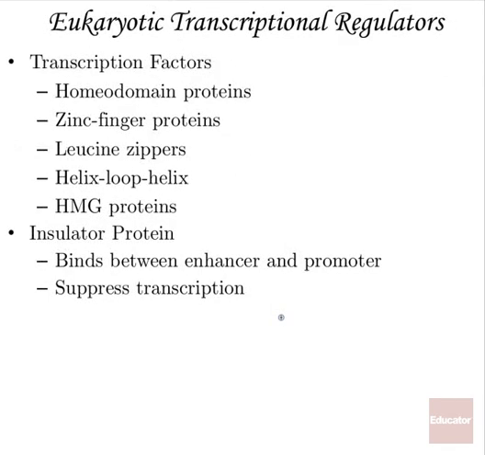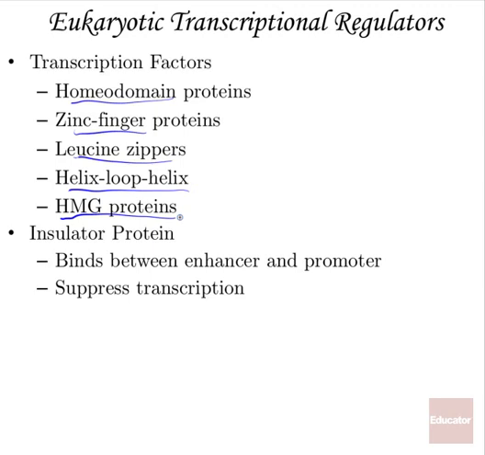So let's first talk about our eukaryotic transcriptional regulators. Mainly, we're going to talk about our transcription factors, and there are many different types of transcription factors, usually characterized by the specific domain by which they bind DNA. So we have homeodomain proteins, we have zinc finger proteins, we have leucine zippers, helix loop helix proteins, as well as HMG proteins. HMG just stands for high mobility group.